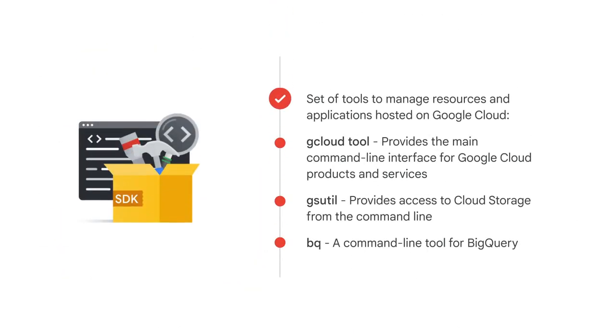Second is through the Cloud SDK and Cloud Shell. The Cloud SDK is a set of tools that you can use to manage resources and applications hosted on Google Cloud. These include the gcloud tool, which provides the main command line interface for Google Cloud products and services, gsutil, which lets you access Cloud Storage from the command line, and bq, a command line tool for BigQuery. When installed, all of the tools within the Cloud SDK are located under the bin directory.